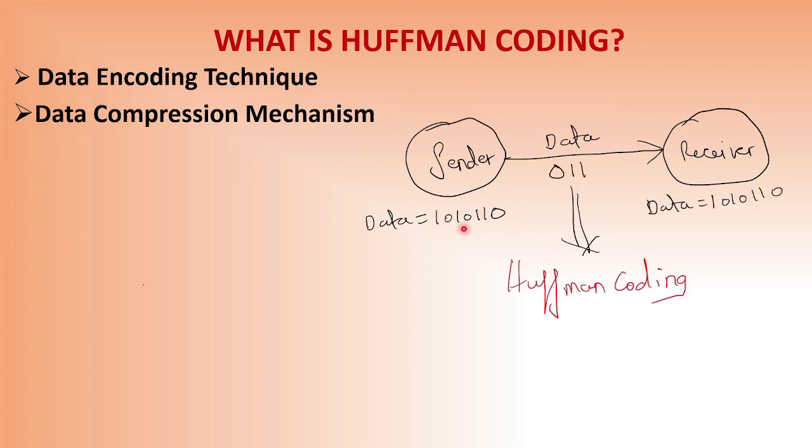Now see this. These are almost 7 bits of data. Now the 7 bits of data is compressed and made up of 3 bits using Huffman coding. So the data size got reduced when it is sent from sender to receiver, and when the receiver receives it, you can decode the data to the original form. So Huffman coding is one of the data compression mechanisms.